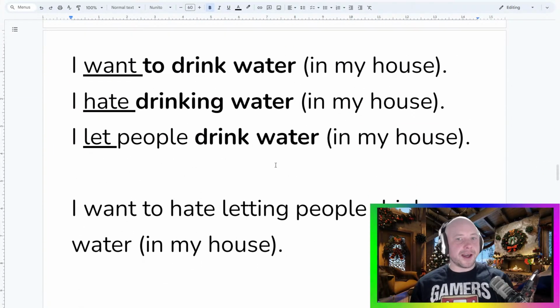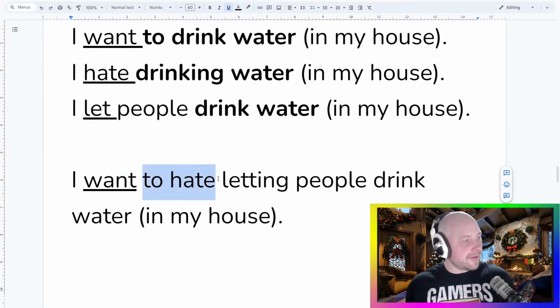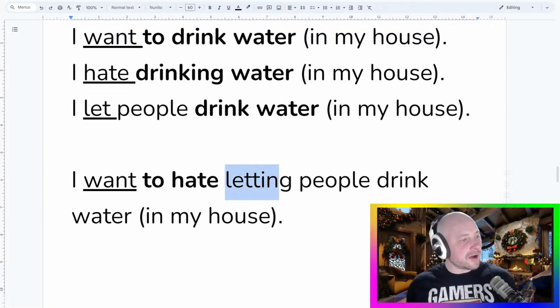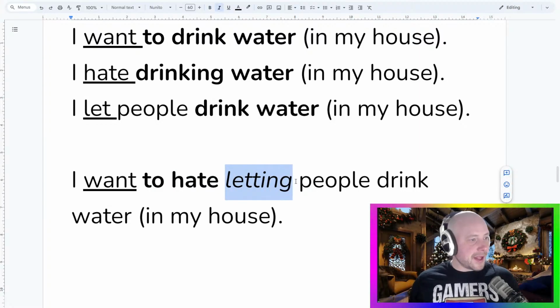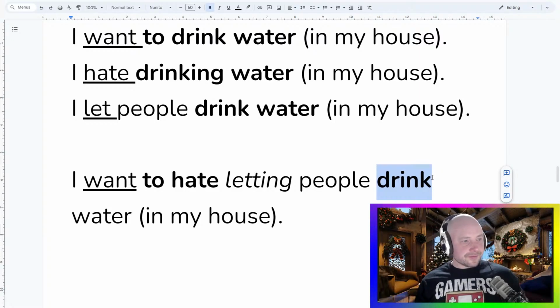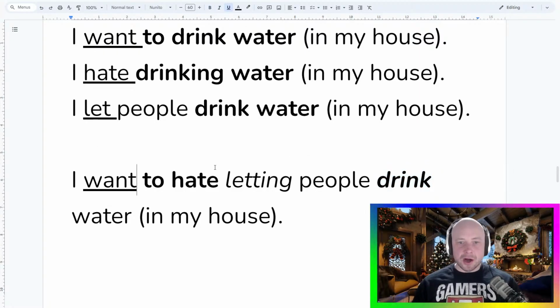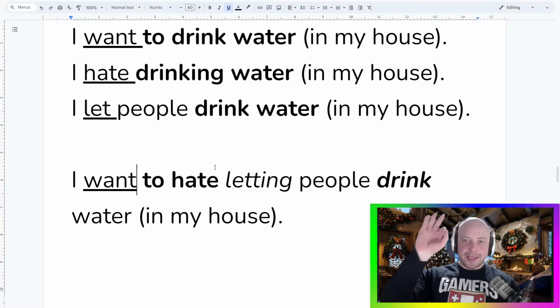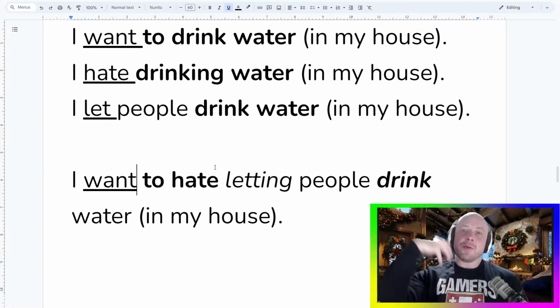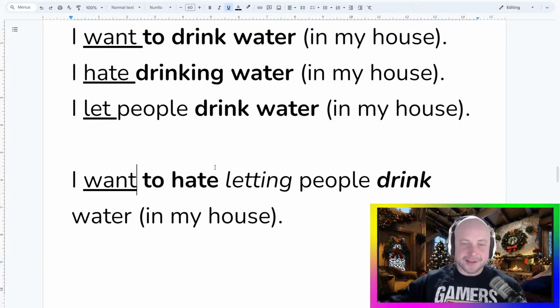If you notice there, we can see that we start with want, and then after want, we've got a to infinitive, and then after hate, we've got an ing. And then after the ing, we've got a bare infinitive. So it always depends on the previous verb. Each verb says, I want this to come next, and then you need to give it that.